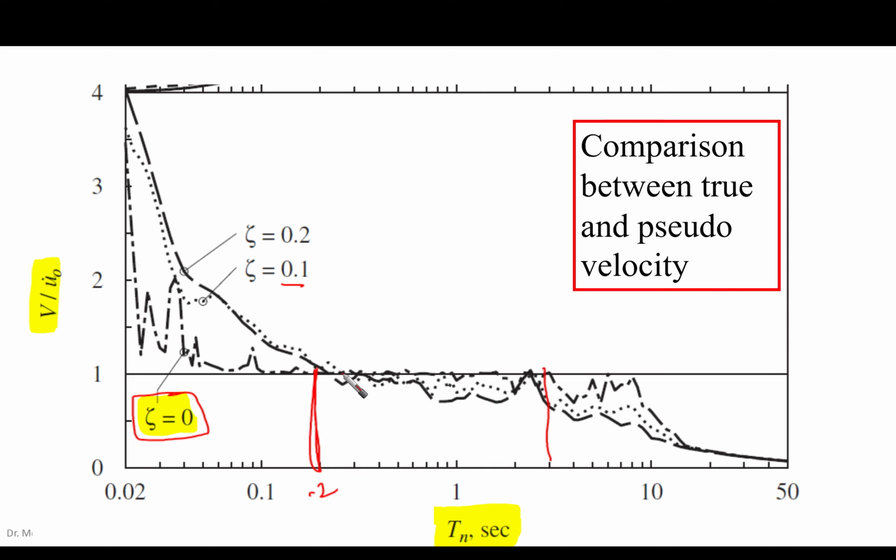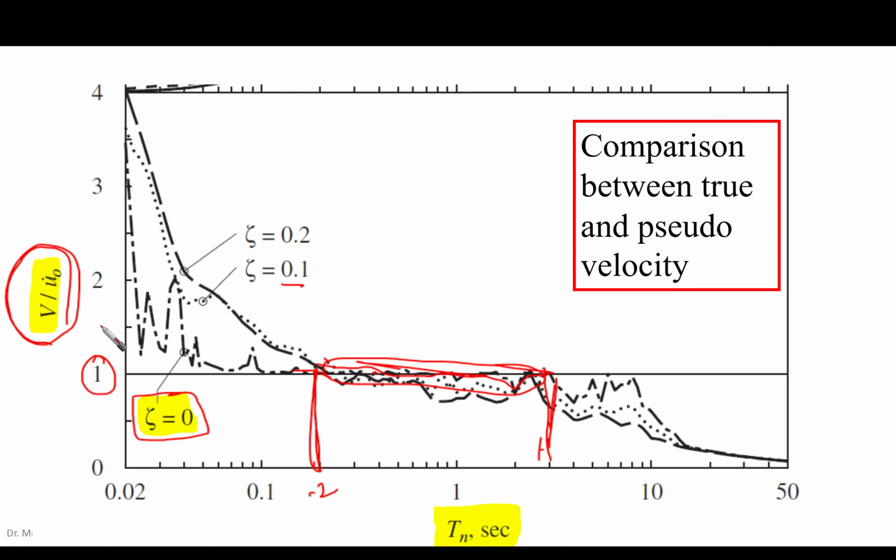Look here for this range. Almost they are 1. The ratio is 1. They are equal. If you look at all of this, it is almost 1 here, right? Something like this. So almost 1. This means that the comparison between true and pseudo velocity for the range of periods that we are interested in, and for the damping ratio that is suitable for our structures, we found that they are the same.